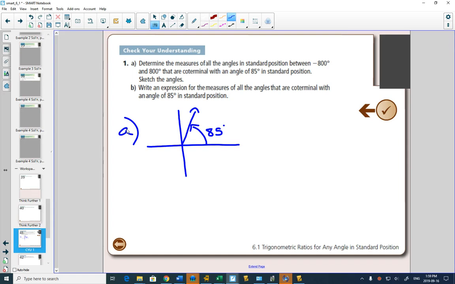So does it make sense that I could go all the way around once plus another 85, and that would get me in the same spot? Well, what would that be? That would just be 85 plus 360 degrees. That first one, I should put an arrowhead on it, 445 degrees.